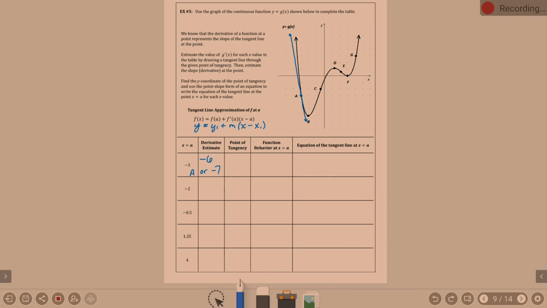What is our point of tangency? In other words, what point was this? It was point A, which is what ordered pair? -3, 3 left, 3 down. Function behavior: increasing, decreasing, or constant. What is the function doing at point A? Decreasing. It is decreasing, yes? And that's indicated because we have a negative derivative, negative slope. So this is decreasing.